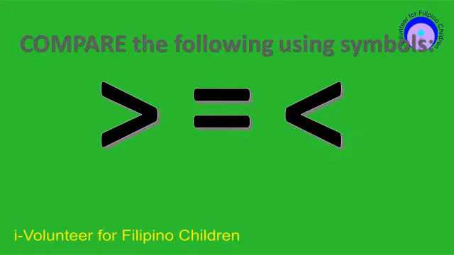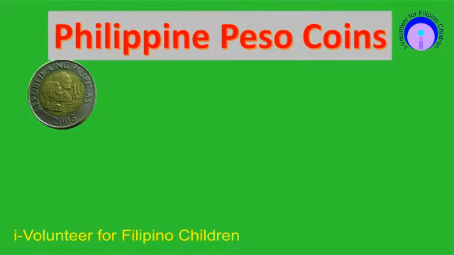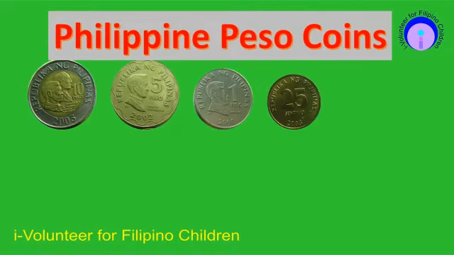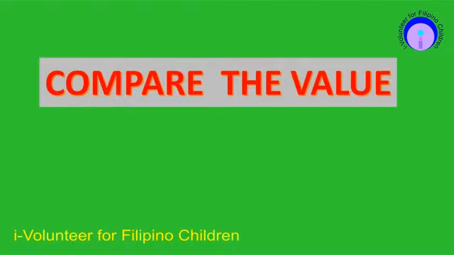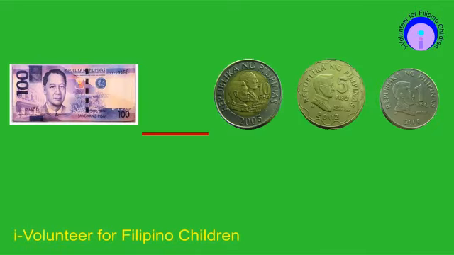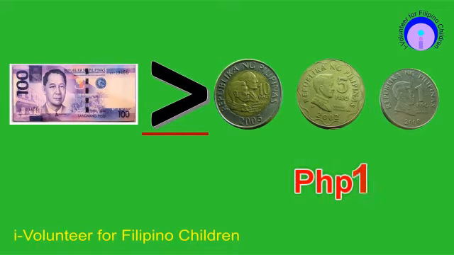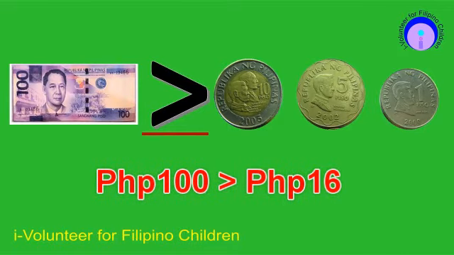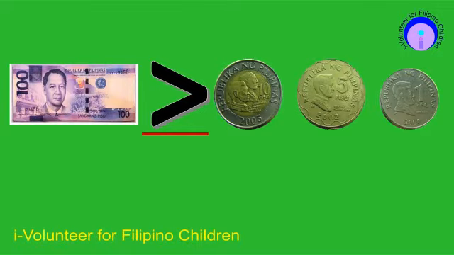Now, let us try to use these symbols with money. The following are the Philippine peso coins. Let's compare their values using these symbols. Can you guess which of the three symbols we are going to use? Let us read. 100 pesos is greater than 16 pesos.